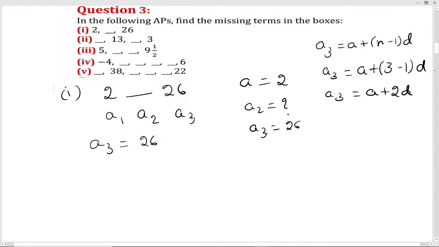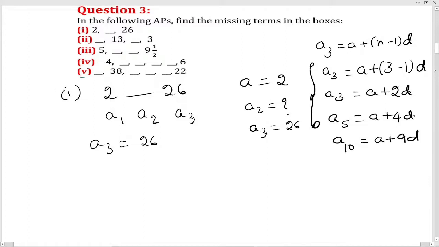Okay. Like that, if they ask for the formula to find the A fifth term, directly you can write A fifth term will be equal to A plus 4D, because A plus 5 minus 1 into D. So 5 minus 1 is 4. So therefore A plus 4D. Likewise, if they ask for the A 10th term, the formula will be A plus 9D. Okay. So this is for your reference, children.